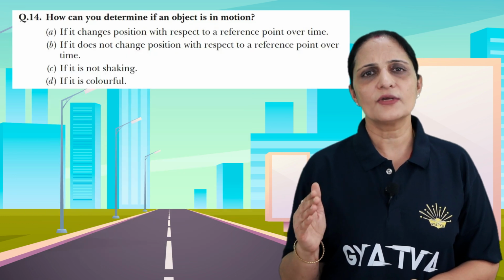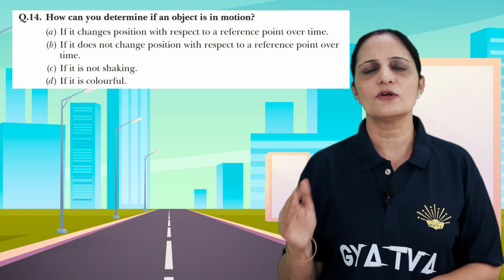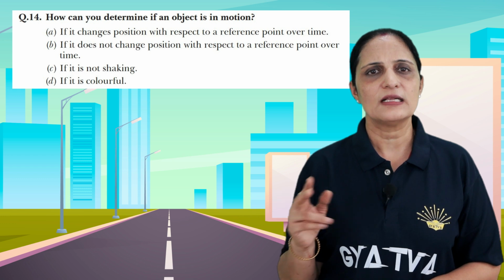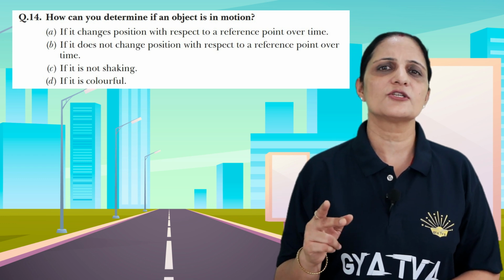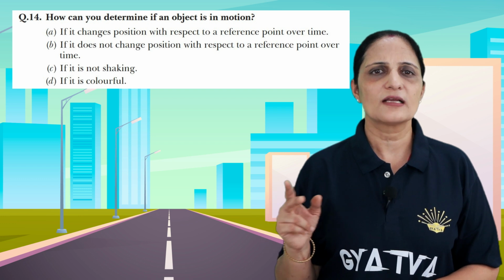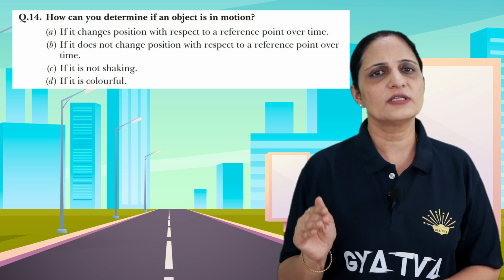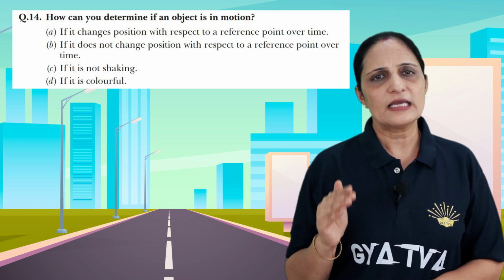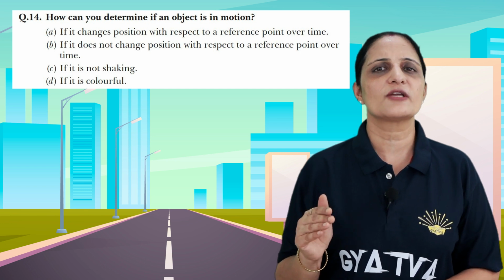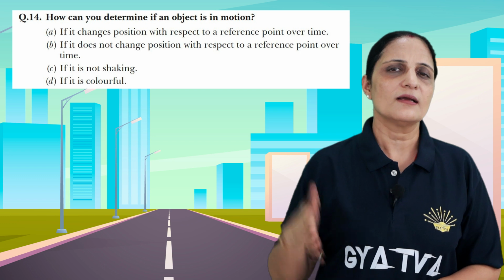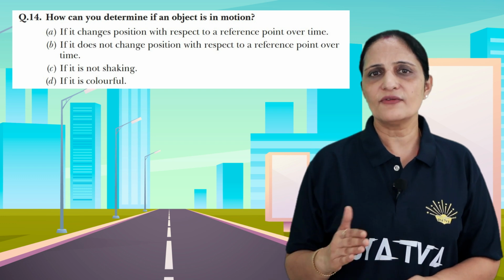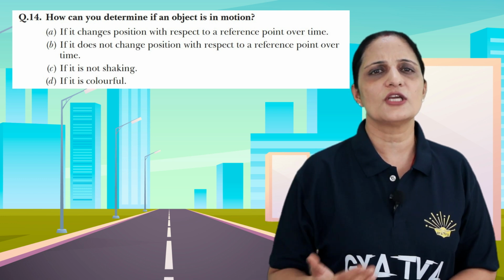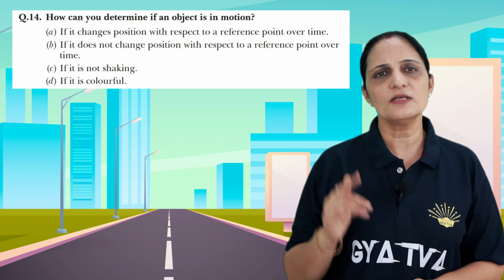Question number 14. How can you determine if an object is in motion or not? First option, if it changes its position with respect to a reference point over time. Second option, if it doesn't change its position with respect to a reference point over time. Third, if it is not shaking. Fourth, it is colorful. So how to find out if it is in motion or not? If it changes its position with respect to the reference point over time, like the motion of a car moving on the road. Every time with respect to a reference point or with respect to time, its position goes on changing. So the correct option is option A.